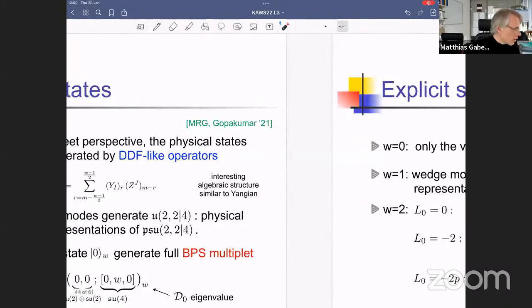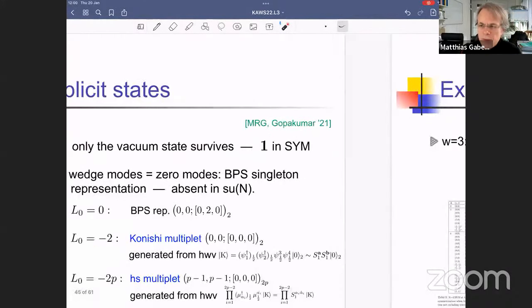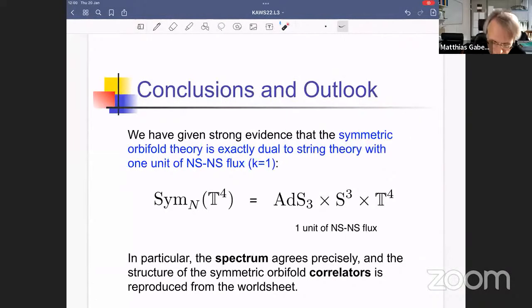So let me conclude by saying that I hope I've convinced you that we have very good evidence that the symmetric orbifold theory itself is exactly dual to the string theory with one unit of Neveu-Schwarz flux on AdS3 × S3 × T4. I think the spectrum really agrees precisely, and the correlators at least reproduce the structure of the symmetric orbifold correlators from the worldsheet.